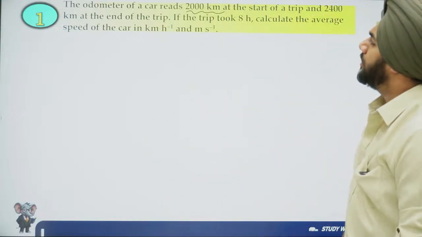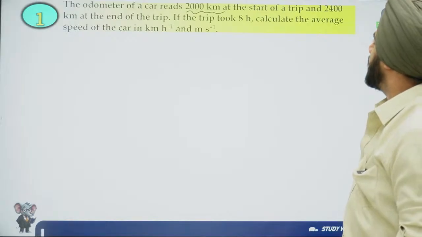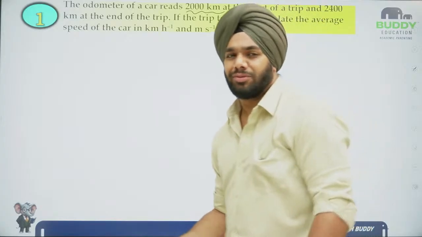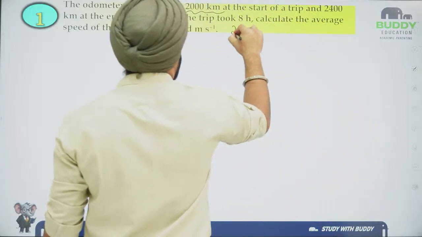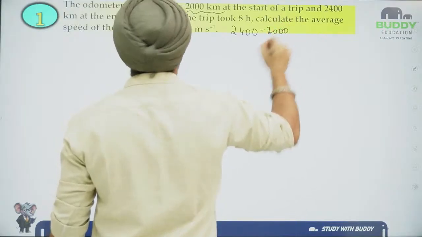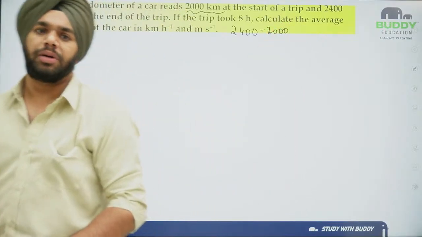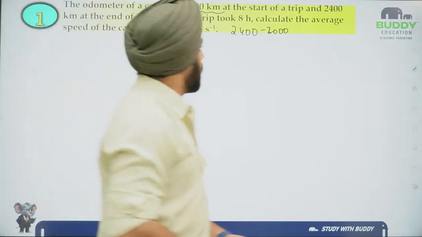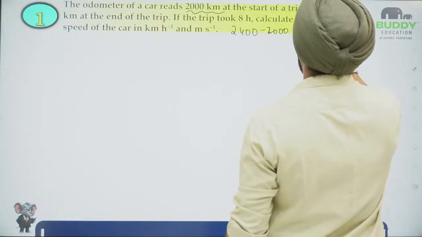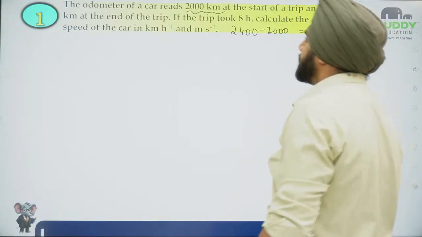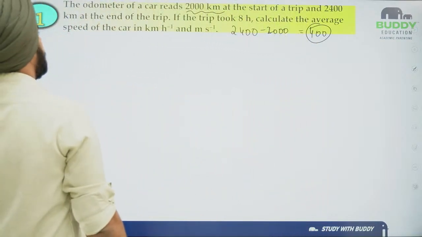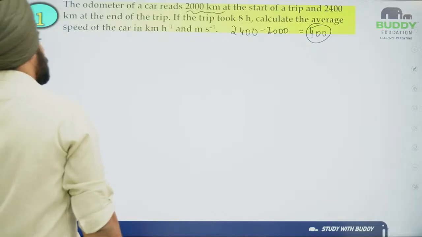The odometer of a car reads 2000 km at the start of a trip and 2400 km at the end of the trip. So the total distance traveled is 2400 minus 2000, because the initial odometer reading was 2000 and the final reading was 2400. So 400 km is the distance traveled. This is the very basic thing. If the trip took 8 hours, calculate the average speed of the car in kilometer per hour.